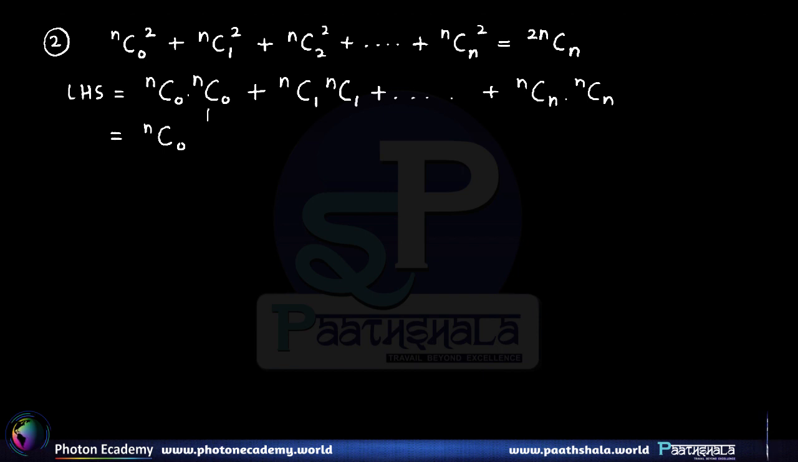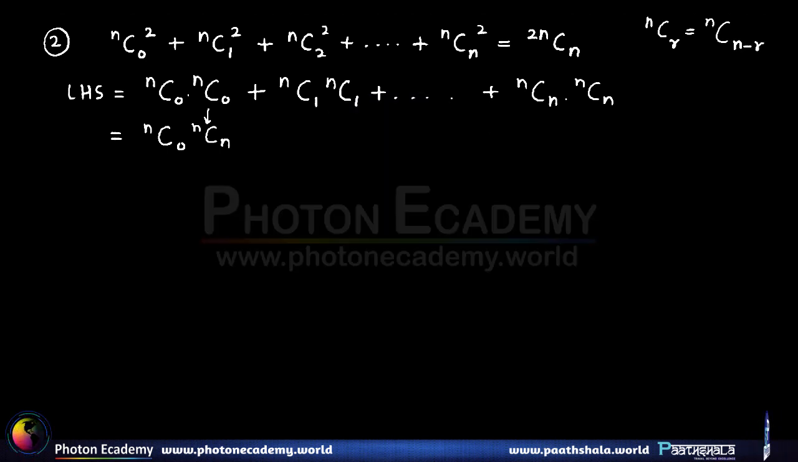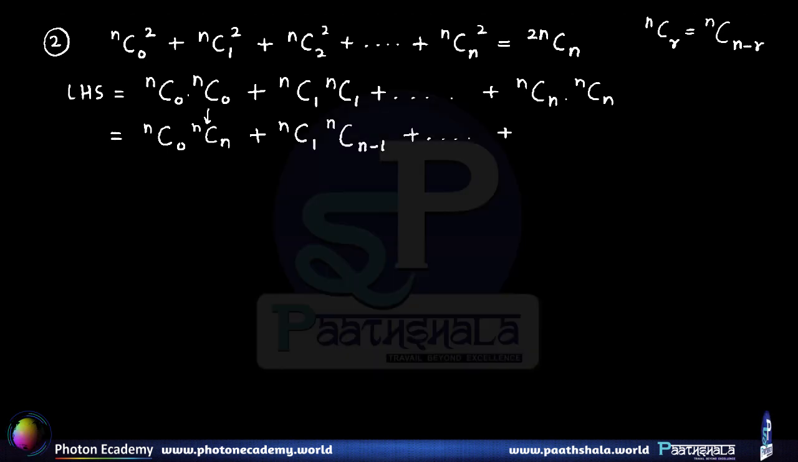Now this nC0 I can write as nCn because of the property that nCr is always equal to nC(n minus r), and we know that the binomial coefficients are symmetrically equal from both ends. Similarly, the next term nC1 as it is, and the second nC1 now I can write as nC(n minus 1) and so on. Finally we have nCn, and the second nCn I can write as nC0.